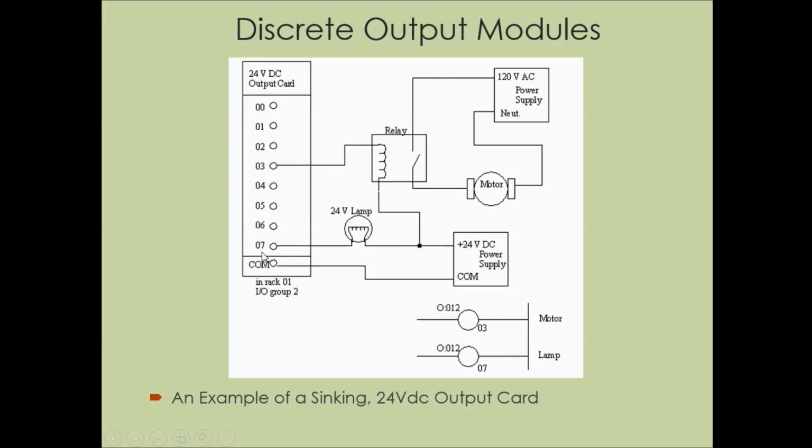At this output 7, we have 0 volts sitting here and 24 volts on this other side. So when this relay switches, it has a potential difference of the 0 volts for this light to light up. So this is an example of a sinking output card.